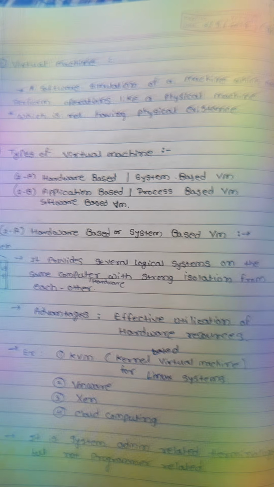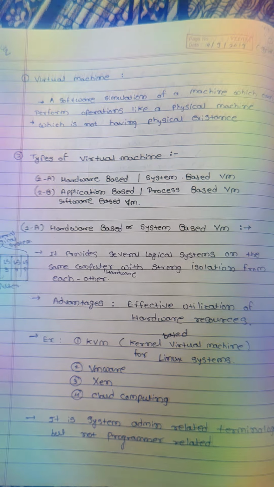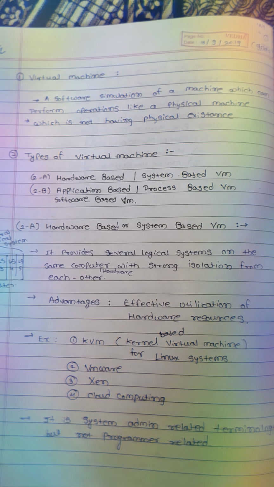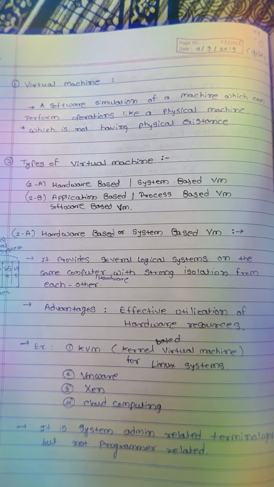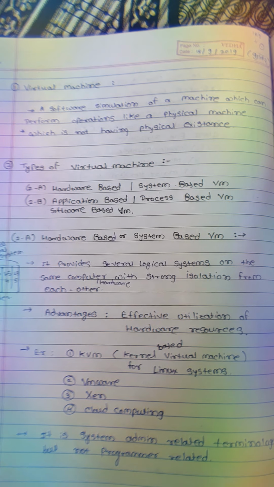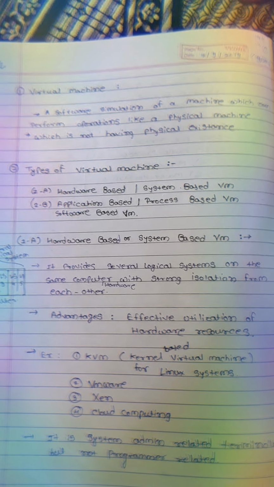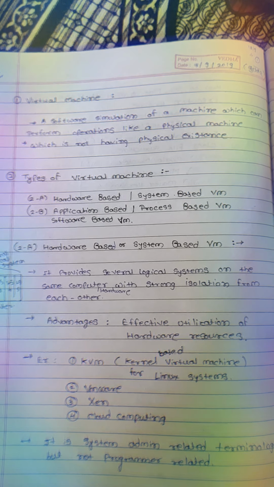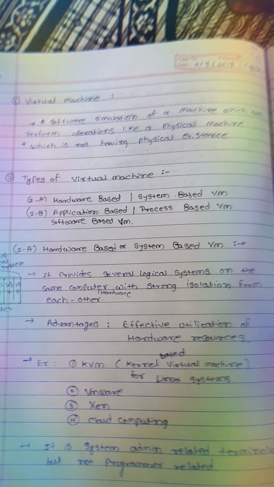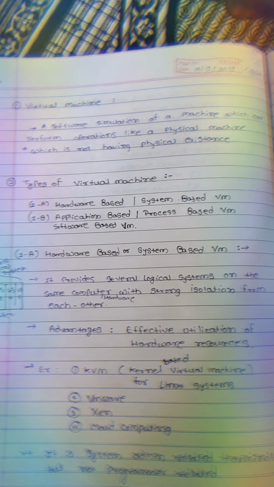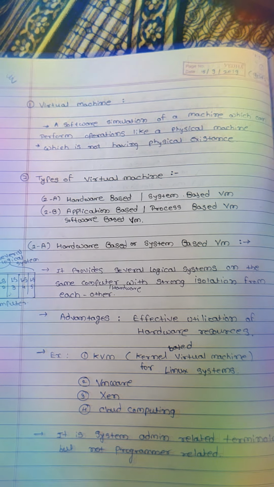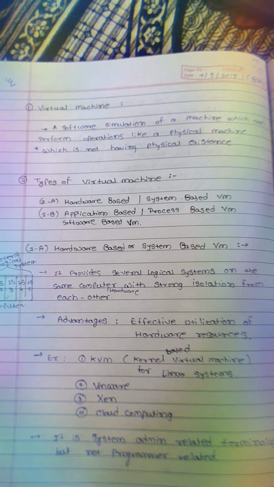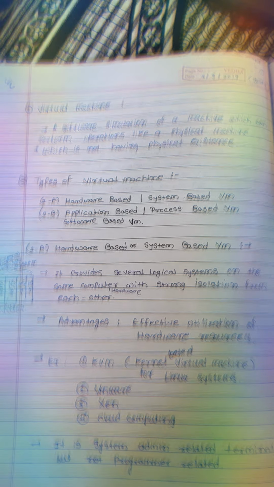Okay, fine, let's get started with virtual machine. So what is a virtual machine? A virtual machine is a software simulation of a machine which can perform operations like a physical machine, but which does not have physical existence. So in short, it does not have physical existence, but it can perform operations like a physical machine.